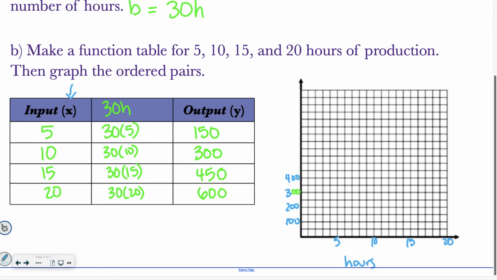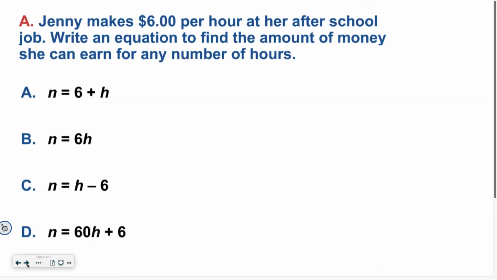I don't know why my marker randomly switches colors, so sorry if that annoys you as much as it annoys me. Okay, and this is number of boxes. All right, so after 5 hours, we said that there were 150 boxes, so I'm going to put a point there. After 10 hours, there were 300 boxes, so I'm going to put a dot there. 15 was 450, and then 20 was 600. And that is what my graph would look like. Okay, so it's kind of similar to what we did yesterday with the graphing.